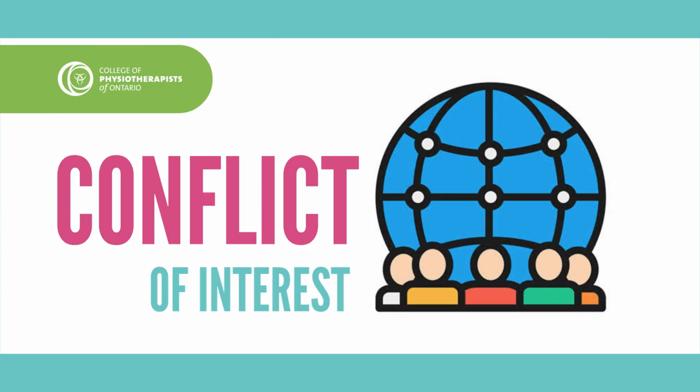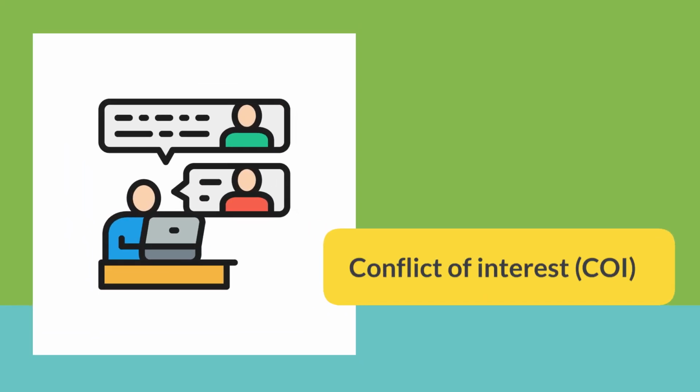Conflict of interest. Council and committee members may find themselves in a conflict of interest, also known as a COI. A conflict can arise when the interest of a council or committee member has the potential to be at odds with the interests of the college. That is, the person could personally benefit from the council or committee's decision.